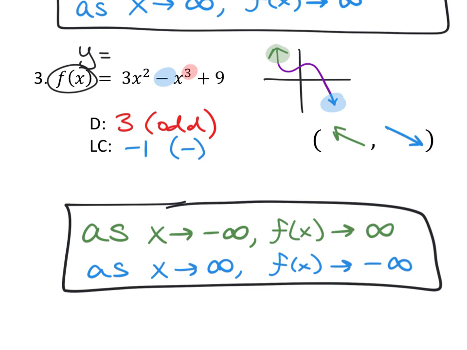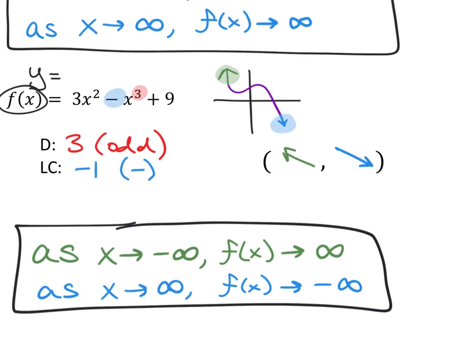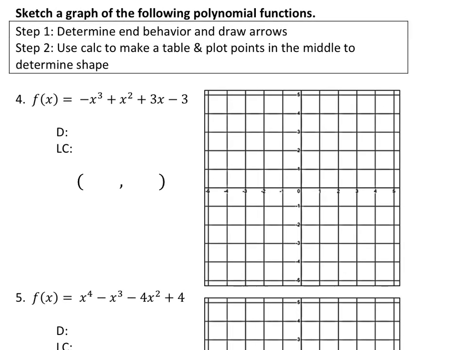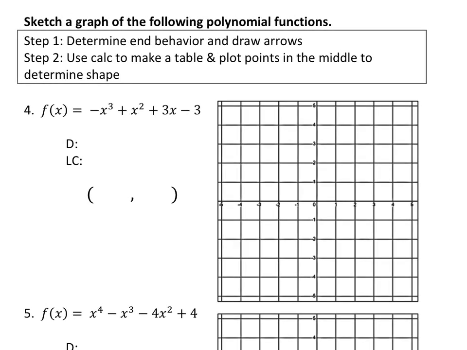Okay, cool. But speaking of graphs, because graphs are really the end goal of this, being able to graph polynomials or look at graphs of polynomials quickly, we're going to combine the use of the calculator with end behavior to sketch these functions a little quicker. So we're going to determine the end behavior and draw arrows, and then use our calculator to plot good points so we can sketch the graph.